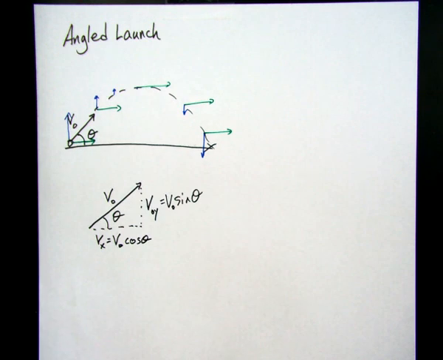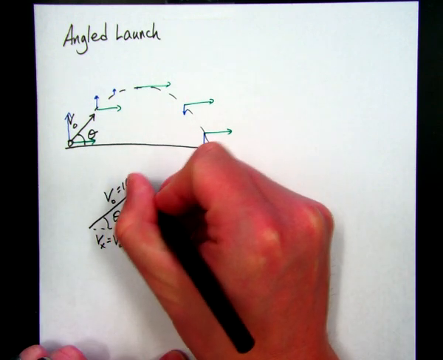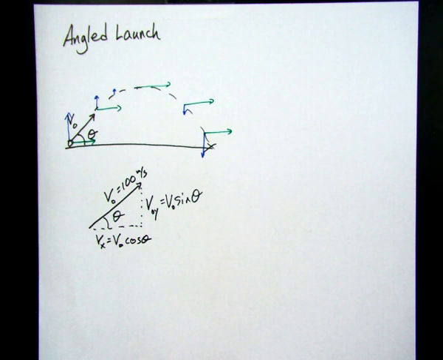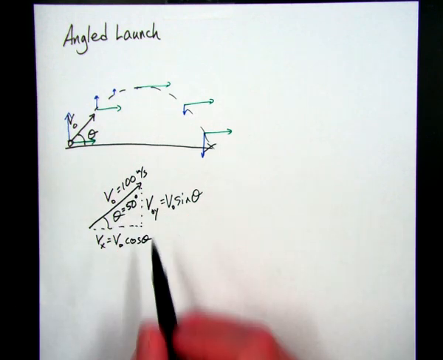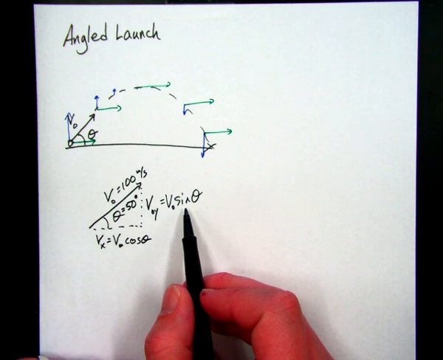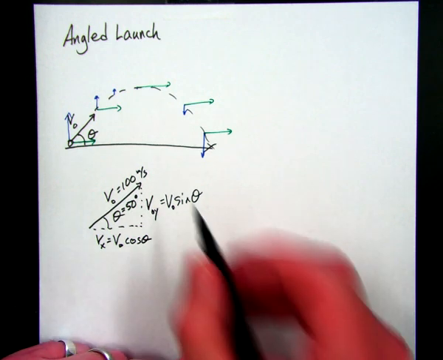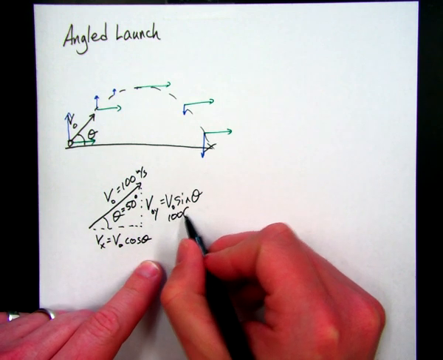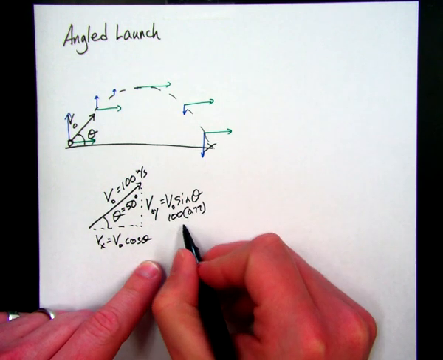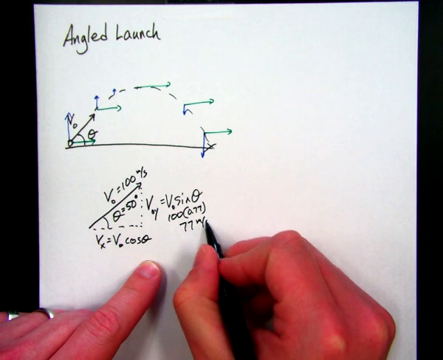So let's put some numbers in here. If I launch an object at 100 meters per second, so v naught is 100 meters per second, then what will these be? Well, actually I need an angle, don't I? If theta is 50 degrees, then 100 times the sine of 50. Sine of 50 is 0.77, so 100 times 0.77 is 77 meters per second.